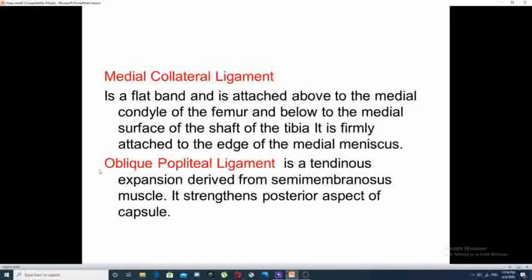The fourth extracapsular ligament is called the oblique popliteal ligament, which is a tendinous expansion derived from the semimembranosus muscle and strengthens the posterior aspect of the capsule of the knee joint.